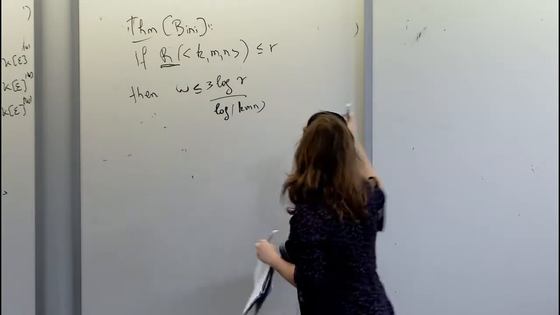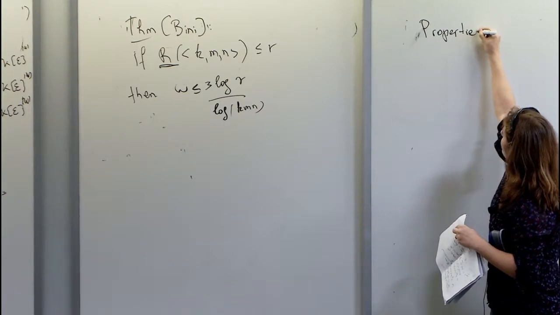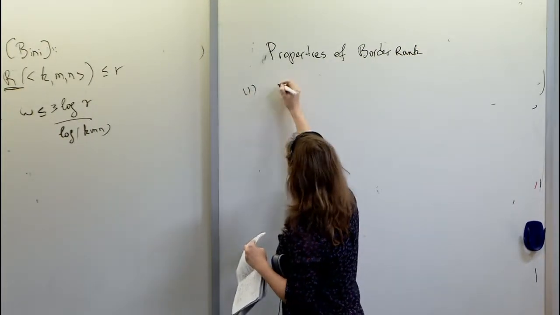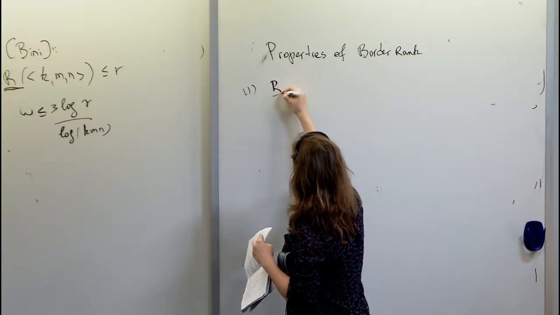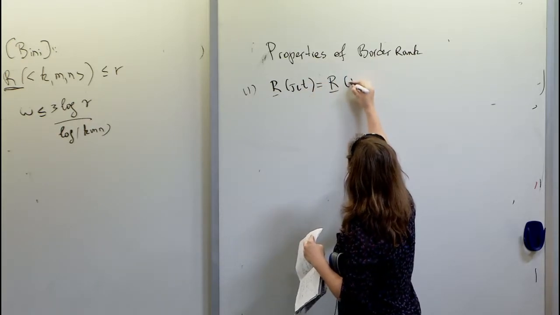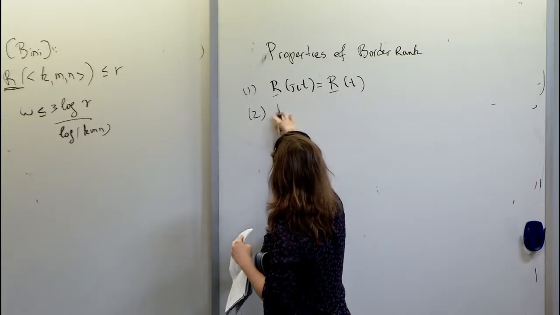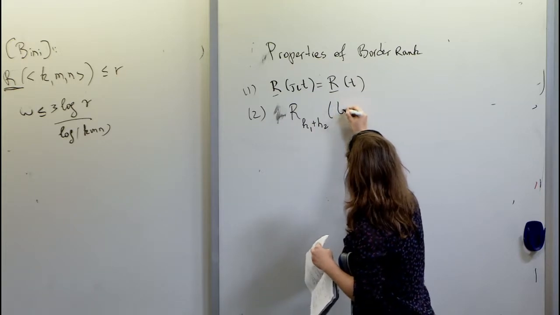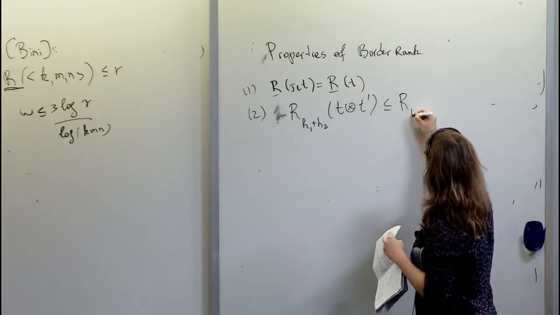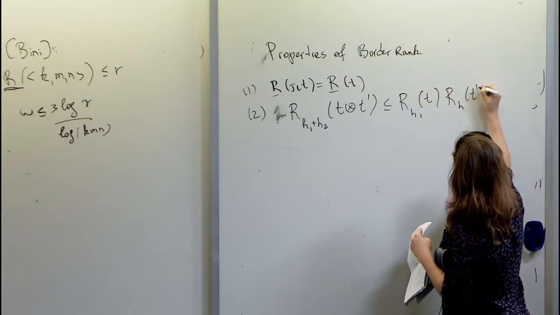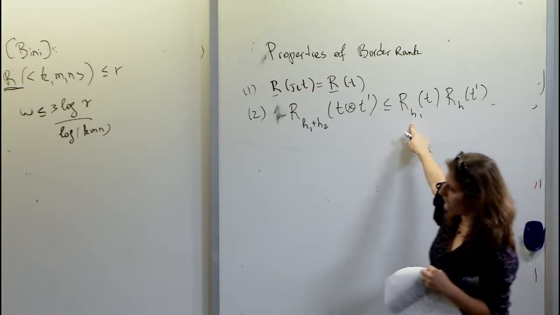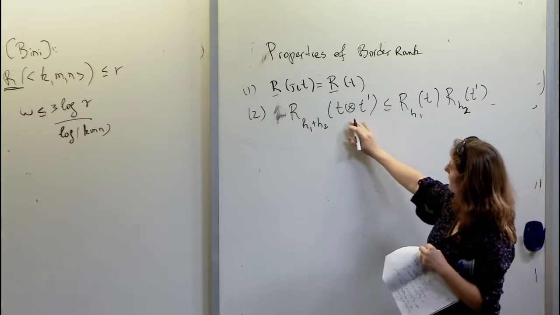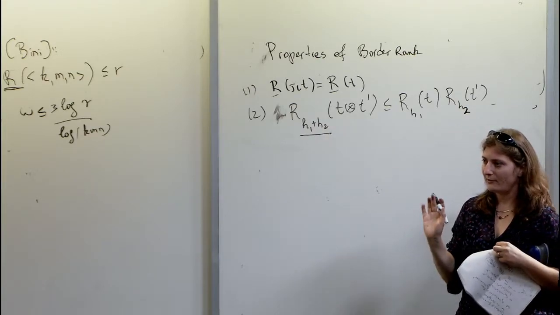Okay, so here are some properties of border rank. The first property is, again, for permutations of tensors, it's the same, as with the rank. So this is nice. This means that if the exponent of epsilon for T is h1 and the exponent for T prime is h2, then when I take their tensor product, the exponents only sum. So this will be useful.